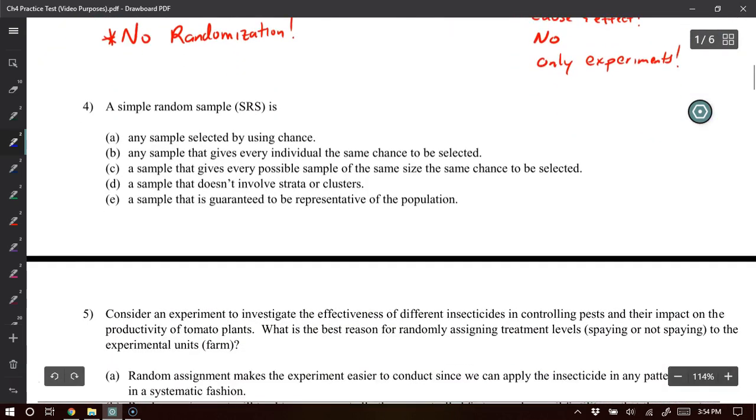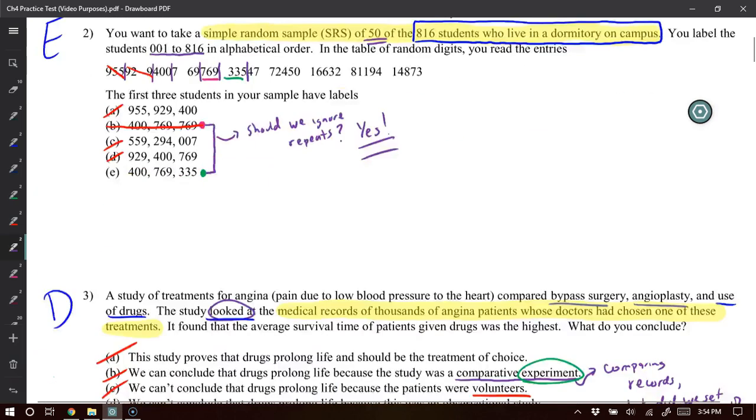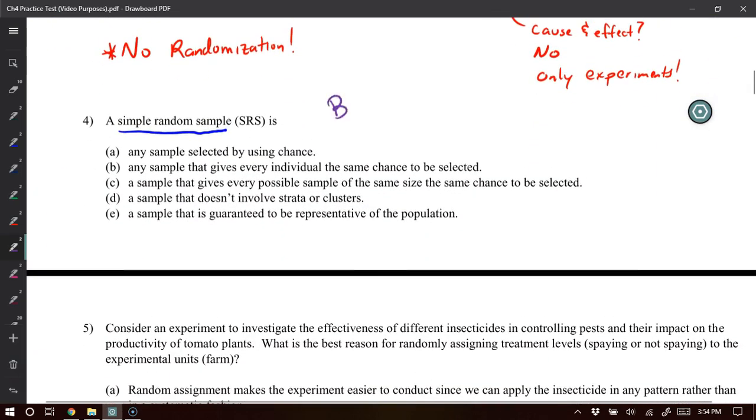Let's look at number 4. A simple random sample, again, looks like it's a definition. Simple random sample is any sample selected by using chance, any sample that gives every individual the same chance to be selected, a sample that gives every possible sample of the same size the same chance to be selected, a sample that doesn't involve strata or clusters, or a sample that is guaranteed to be representative of the population. So this is the last problem in this video. I'm going to slide up the top for a minute because I think it's important we understand the directions. Select the best answer.